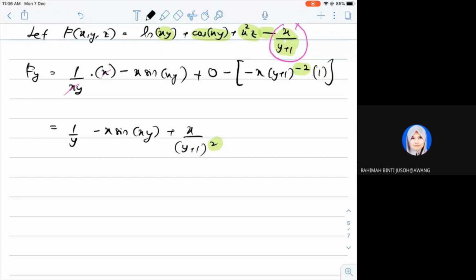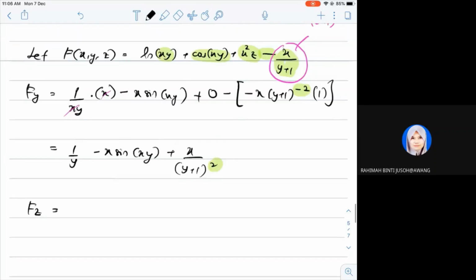Okay, next. We should find what? Dah settle Fy. So, kena cari Fz. Yes, Fz. So, differentiate with respect to z. What happened to this term? Ln xy ni differentiate terhadap z dapat apa? 0. Yes, we will get 0 because x and y are just constants. How about this? Cos xy, we differentiate with respect to z, we will get 0. Also 0. Yes, good, well done.